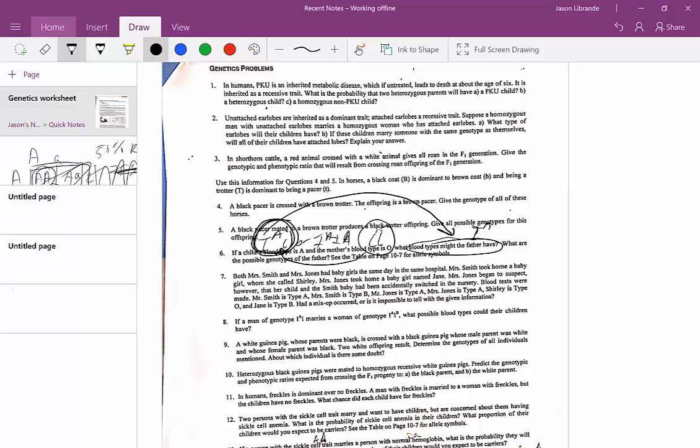However, we don't know if the father's genotype is I^A i, or if the father has homozygous I^A alleles there. So both of these are possible for the genotypes of the father.